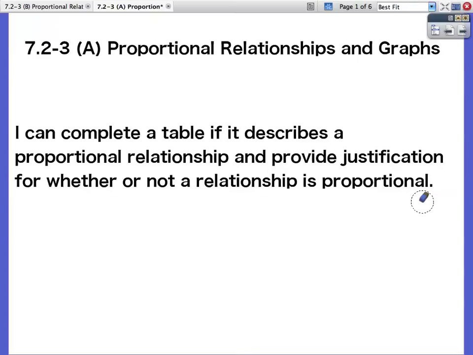In the past, you have looked at relationships and been able to tell whether or not it was proportional, but you've really just said yes it is or no it's not. Now I want us to take it to the next level and provide some justification and deepen our understanding.